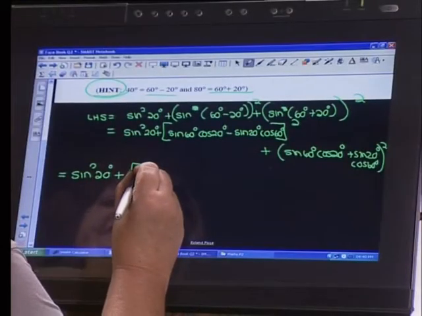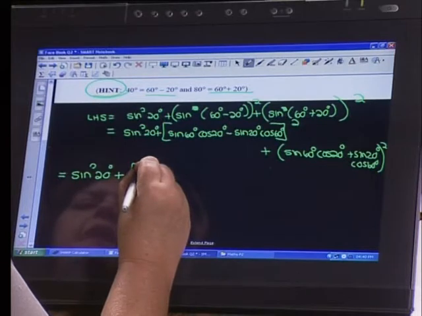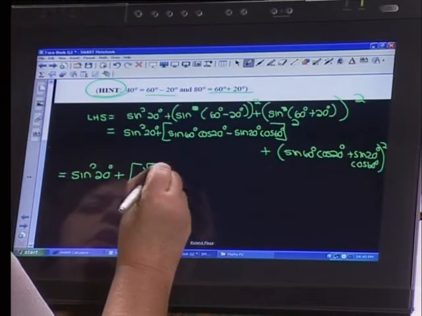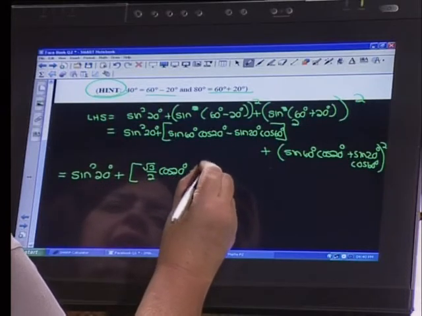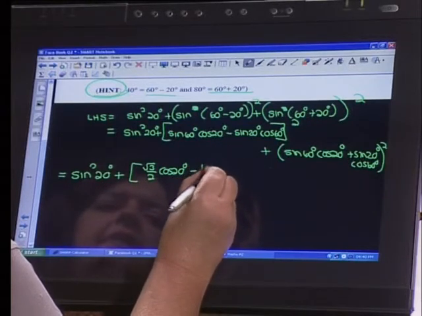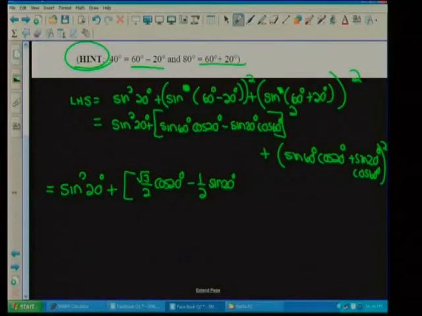Right, so what we're going to do is look at this and say to ourselves, sine of 60, and you can use whatever method you want, is root 3 over 2 cos 20 minus, and cos of 60 is a half, sine 20. Okay. And that we've got a square, and over here we're going to do the same thing. We're going to say it's root 3 over 2 cos 20 plus a half sine 20, and it's all squared.